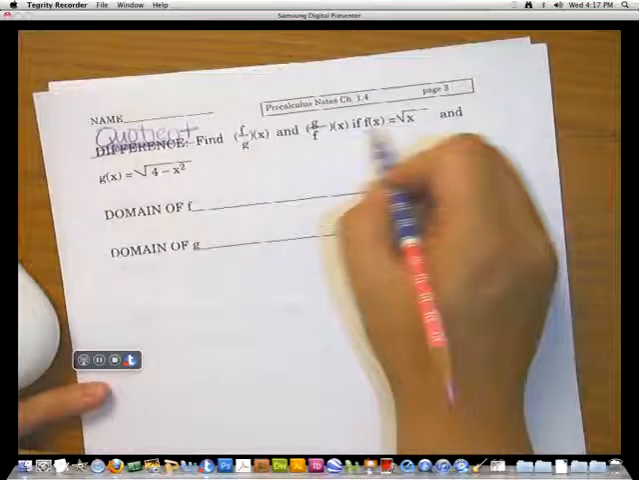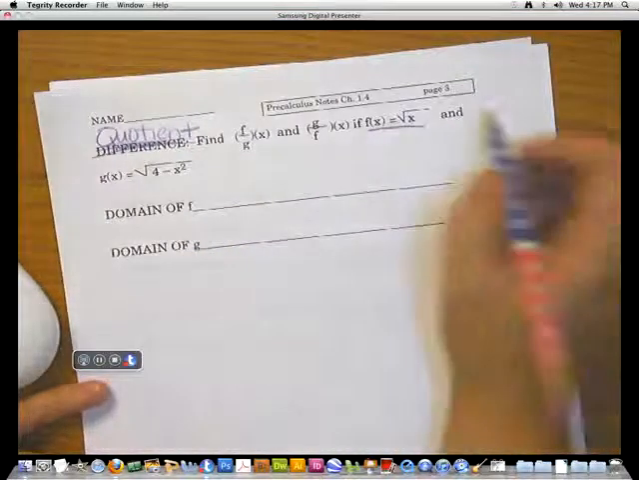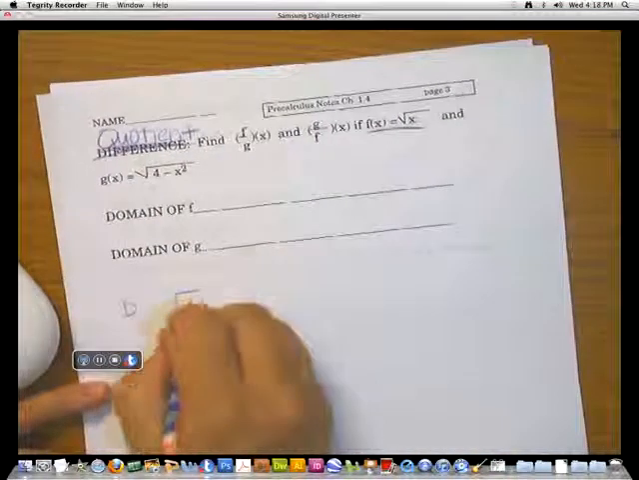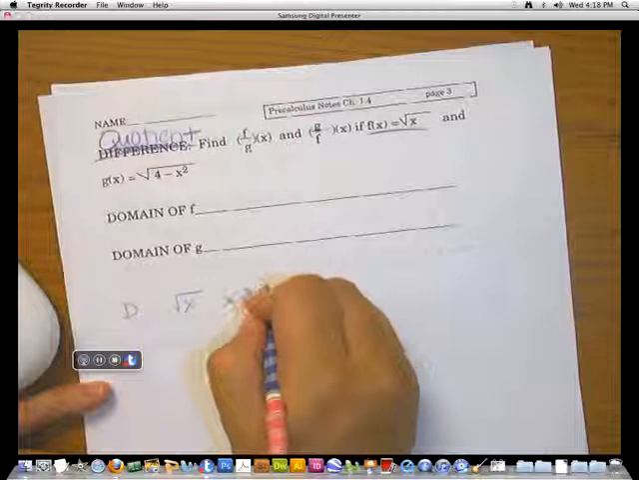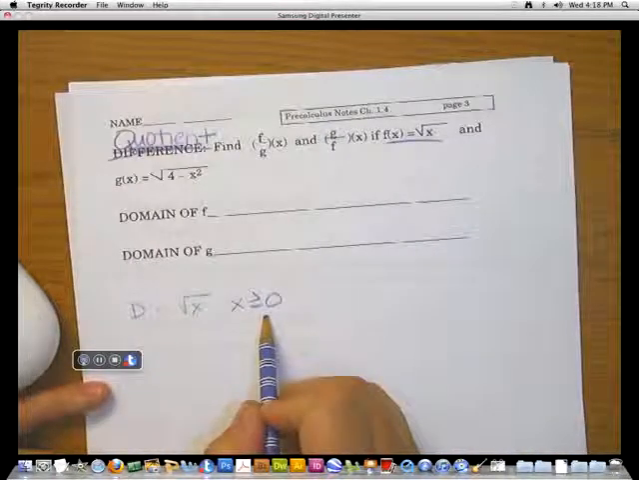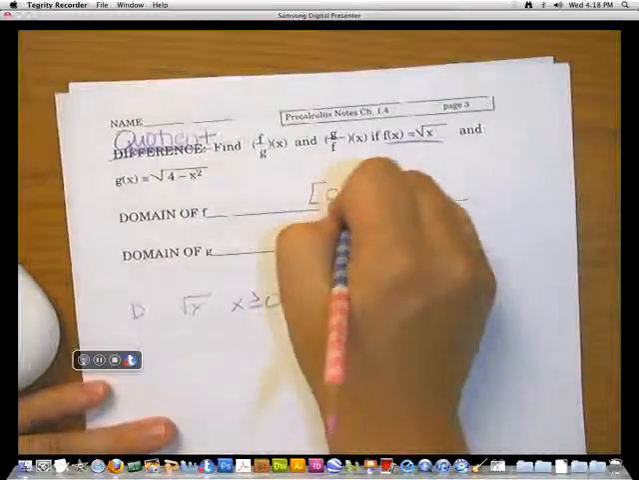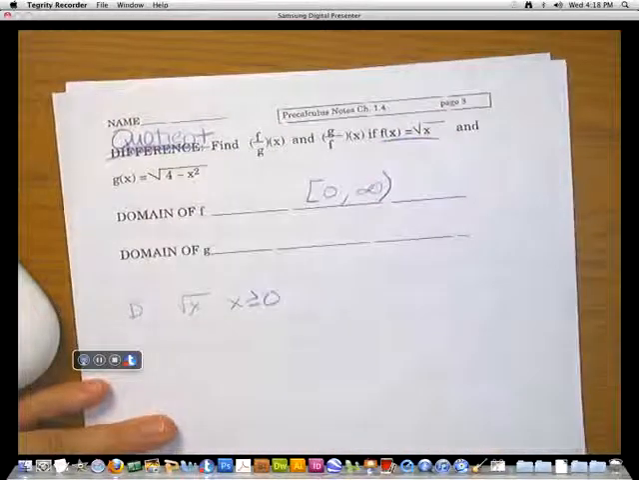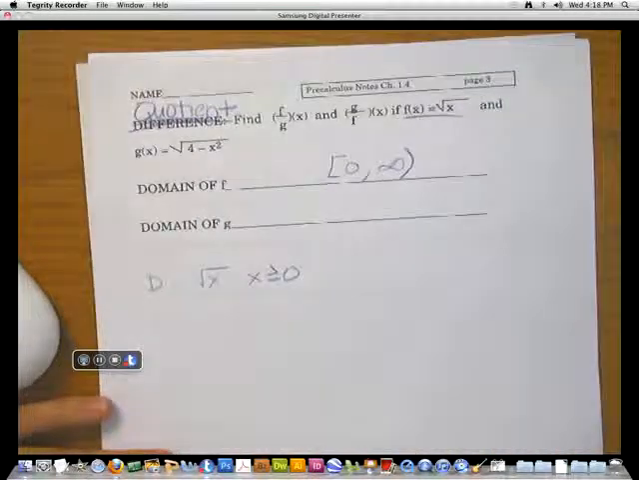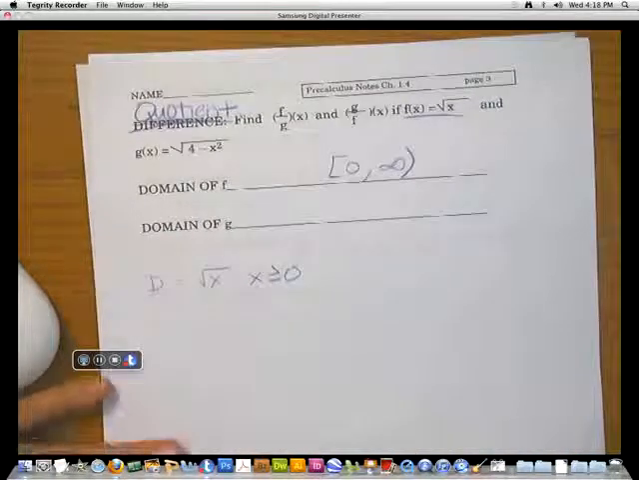If the f function is the square root of x, remember, to find the domain of the square root is to put the expression underneath greater than or equal to 0. So the domain of the f function is 0 to infinity. Again, interval notation, just kind of refreshing our memory of what we did previously.